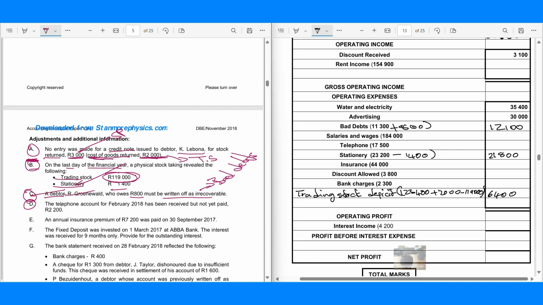We go to transaction D. A telephone account for February 2018 has been received but not yet paid. Right? So this is an accrued expense. They are saying that a telephone account for February, which is at the end of the year, has been received but not yet paid. So what is going to happen? Remember I gave you a strategy. I said under incomes, when they owe you, the expenses also.